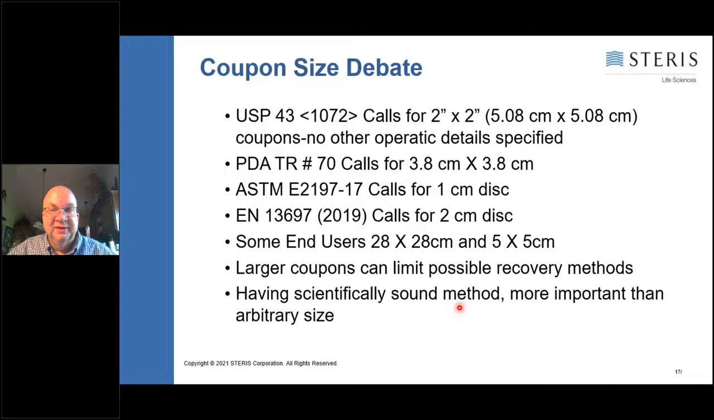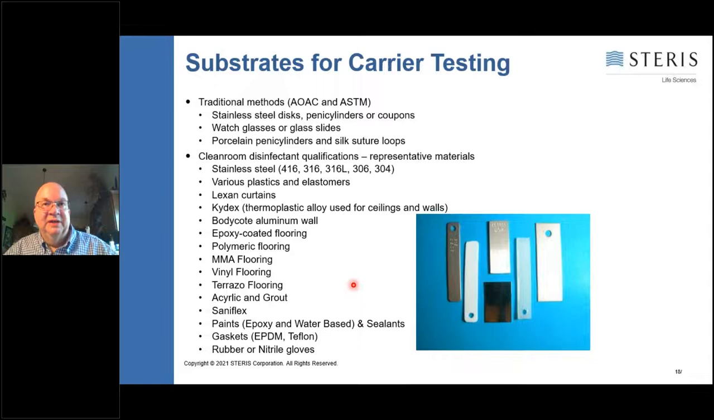And so talking a little bit about the coupons used in the industry, so manufacturers of disinfectants with the ASTM and the AOAC methods were required to use specific types of coupons. So many times it'll be stainless steel penny cylinders, silk suture loops, watch glasses, porcelain penny cylinders for the sporicidal challenge test. So we are required to use specific types of coupons for our testing.